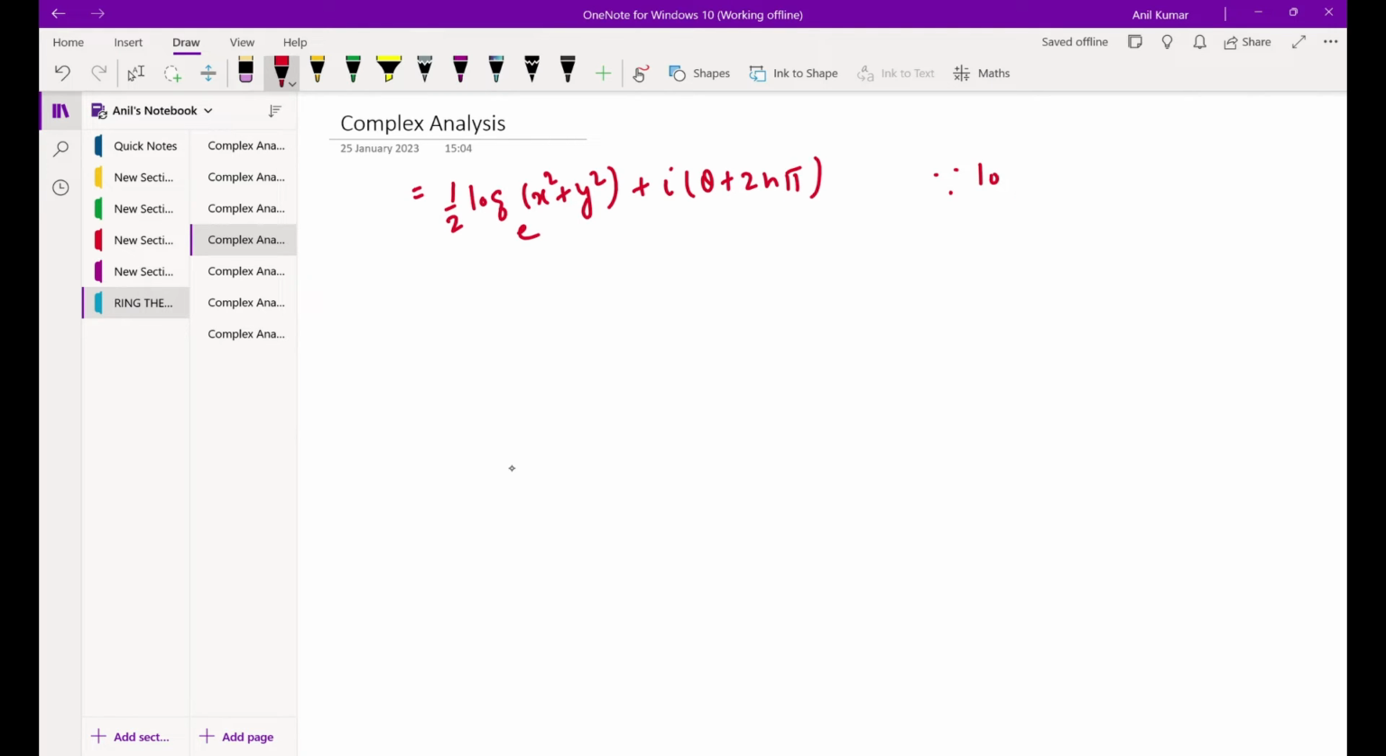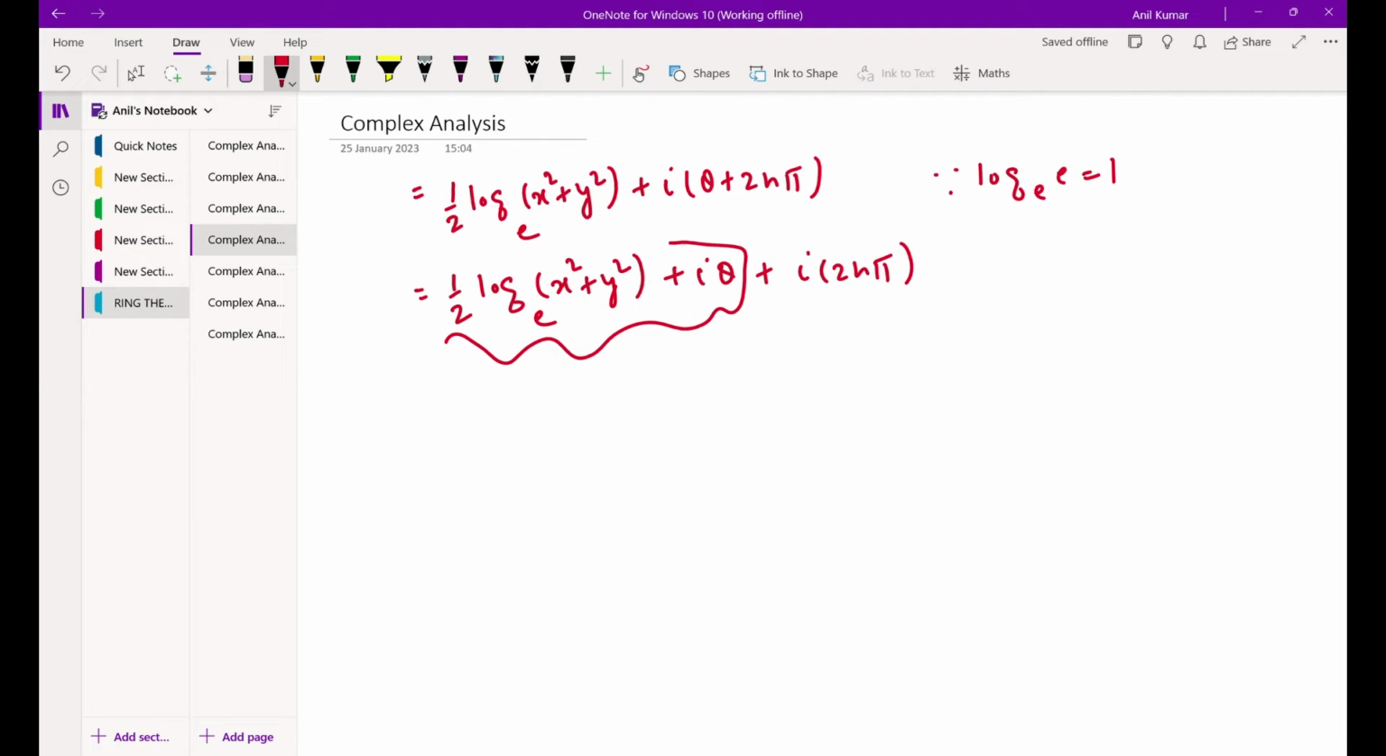Since log of e to the base e is always 1, it is equal to 1 by 2 log of x square plus y square to the base e plus iota theta plus iota 2n pi, and we are aware of this fact, this is nothing but the principal value. ये आ गई हमारी प्रिंसिपल वैल्यू, और ये क्या आ गया हमारे पास, डिफरेंस किसका, आयोटा 2n पाई का, where n is an integer, right?